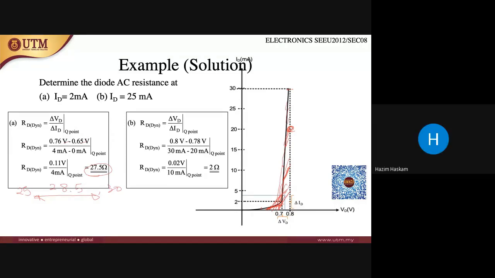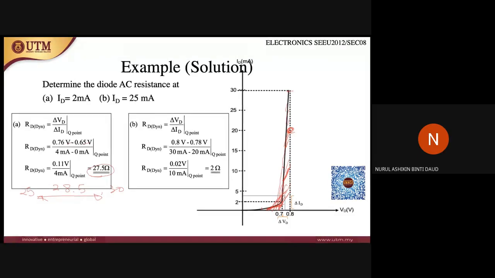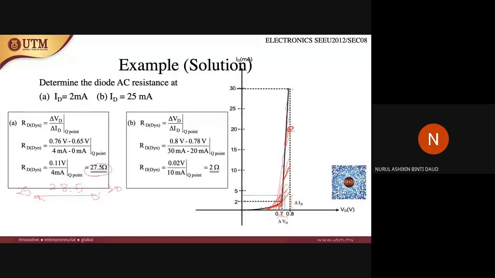Confusing sikit kan macam mana nak ambil dia punya line kan. Perpendicular. Kena tangent, betul. Kita kena ambil tangent. Betul. That's the word, tangent. Thank you Daniel, that's the word. Untuk cari gradient tu kita kena pakai tangent.